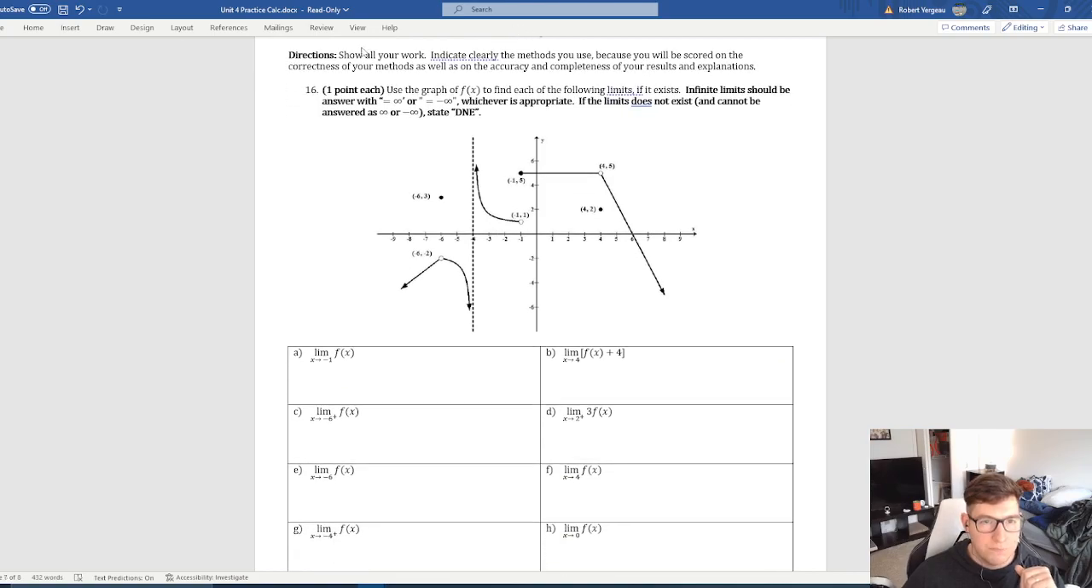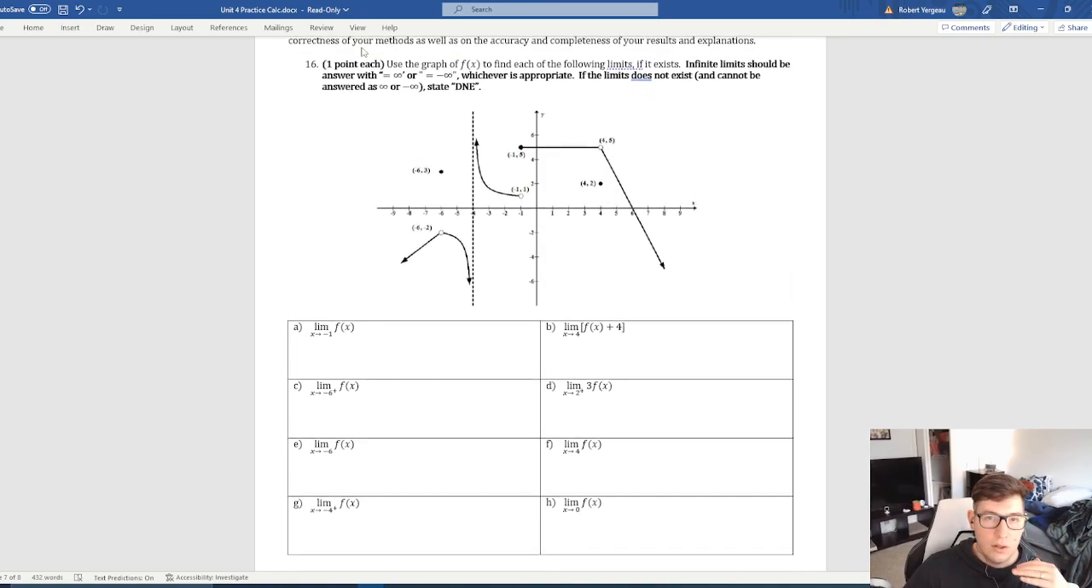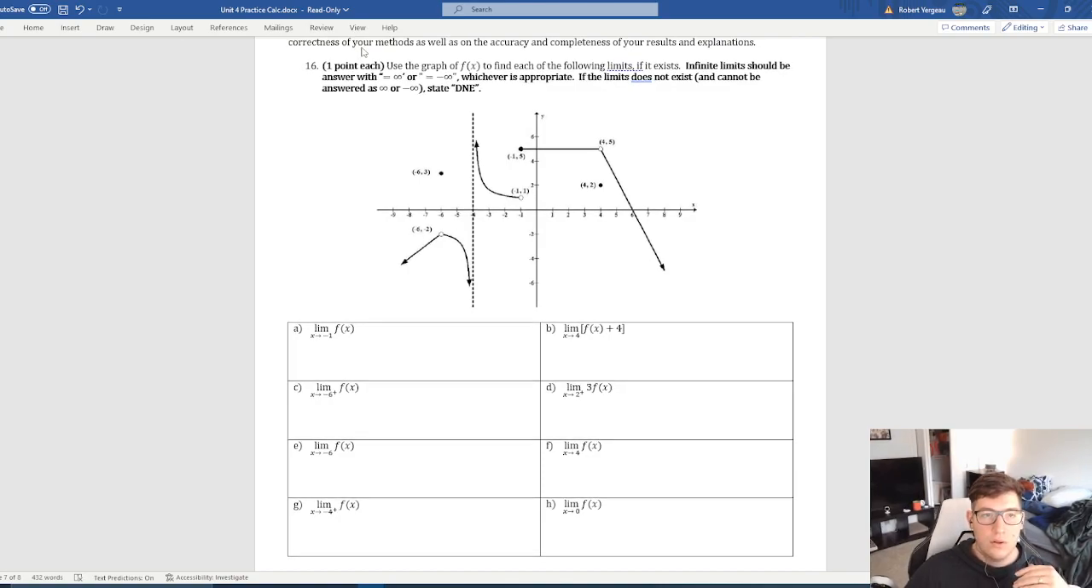All right, now, for 16, an important piece here. These are 1 point each. This question is worth 8 points. And so we're simply looking for, what are the limits? All right, let's take a look.